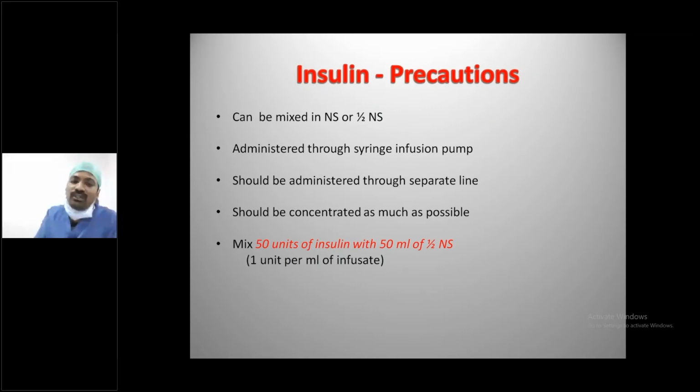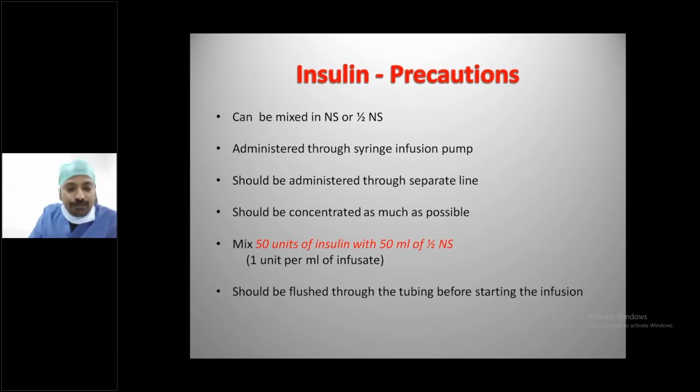So this is the ideal concentration of the insulin we should prepare, and this is important to remember that we should flush it through the tubing before starting the infusion, because insulin tends to bind tubings and syringes. It is always better to flush through the tubing before starting insulin.